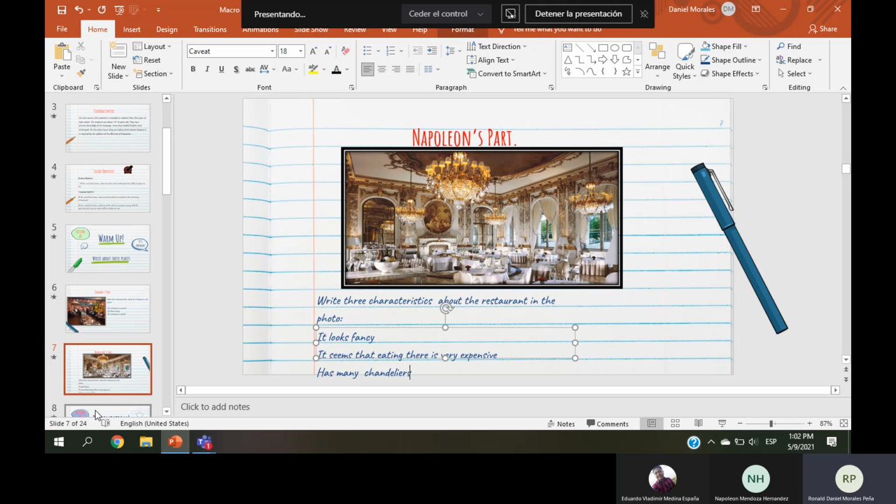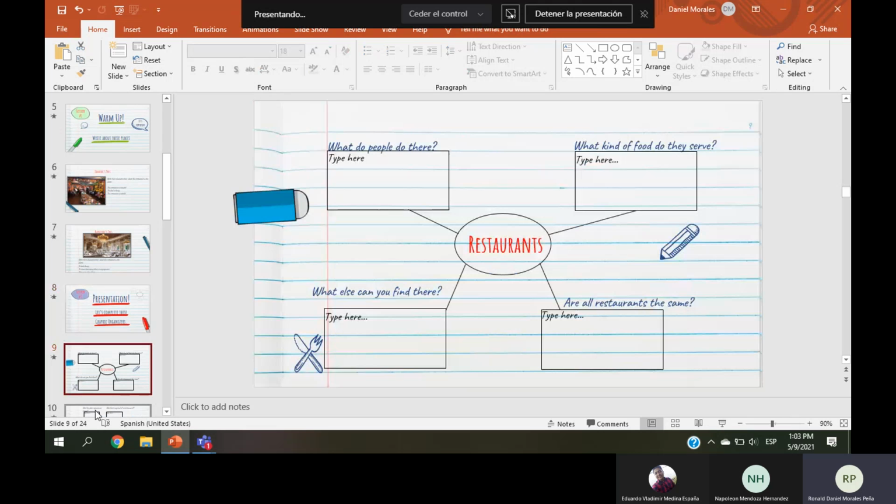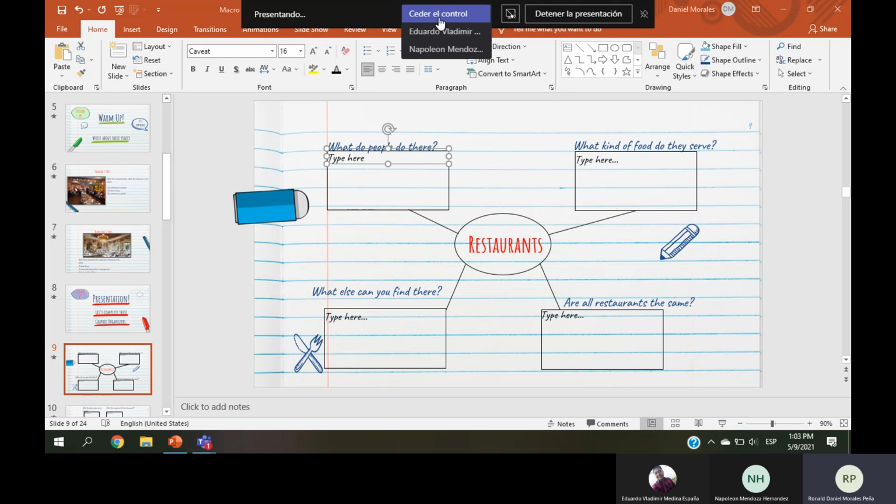Okay, now it's time to move on to the next section. Section number two is about the presentation. In this section, I'm going to show you three graphic organizers. The first one we're going to complete together, and the other two are going to be completed by Eduardo and Napoleon. I want you guys to help me complete this graphic organizer about restaurants. Eduardo, please answer this question: what do people usually do at a restaurant? Help me there, Eduardo. Okay, of course.